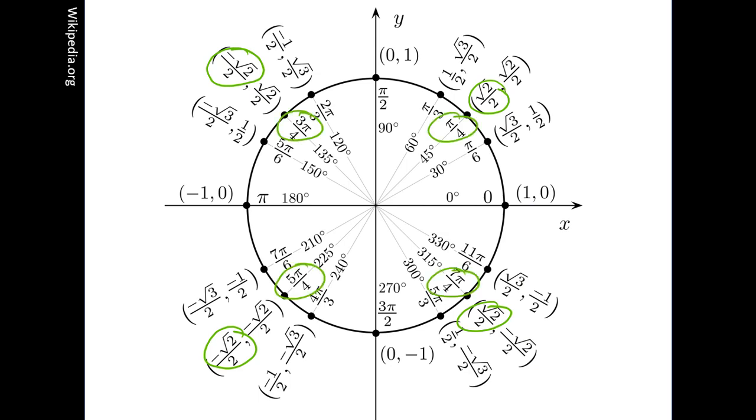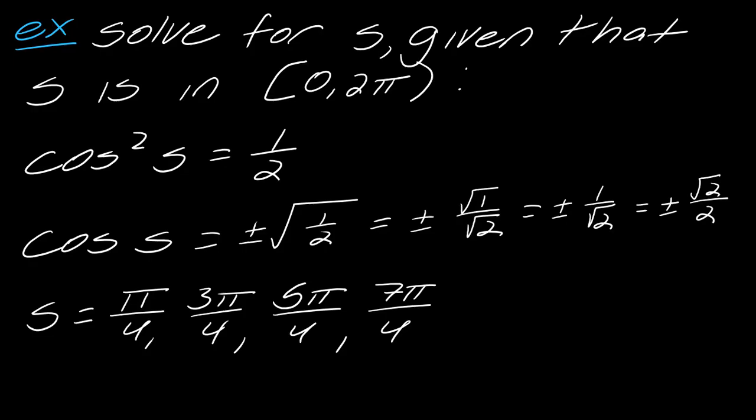And now I have to look at all the radian measures associated with that. And those 4 radian measures, those are my answers. So your calculator would not give you that. So the context kind of matters here. And so if you have a question where you can use the unit circle, you're probably going to have to think about it like this.